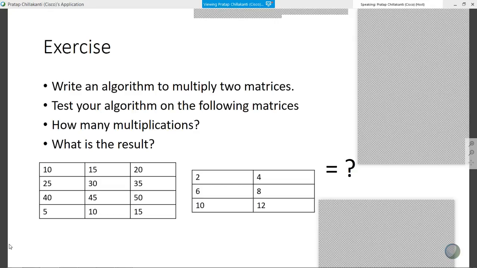15 to 20 minutes, okay? It should take that much time. By the time you write the algorithm, test it with the data that I gave you. Because in the process of doing the testing, you will fix the algorithm, I'm sure. Okay? And count your multiplications as you're doing it. And then write your result.